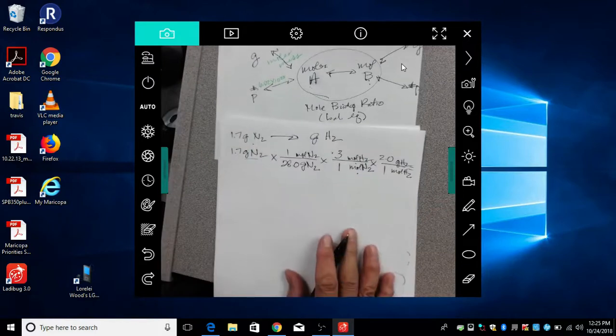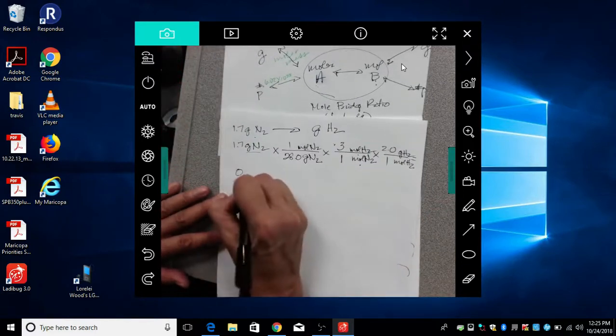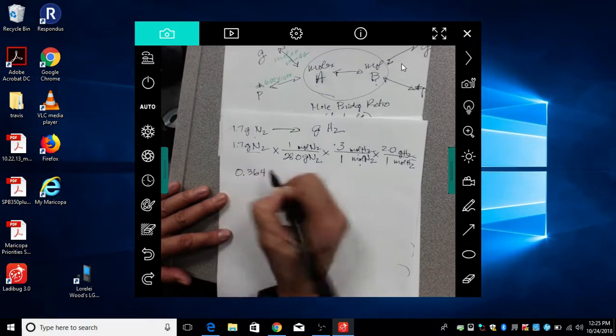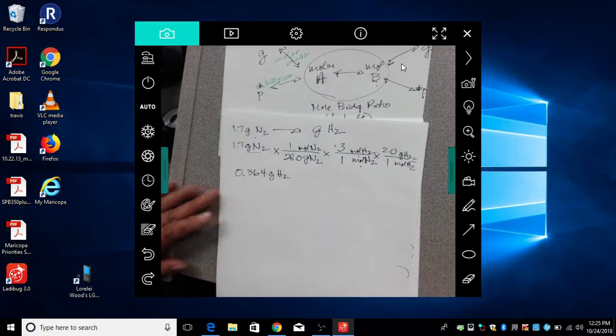All right, so somebody with a calculator, tell me what that one comes out to be. And what are my units here? Grams of H2. All right, is that how much grams of H2 is left? That's how much we used. So how do we figure out how much is left?